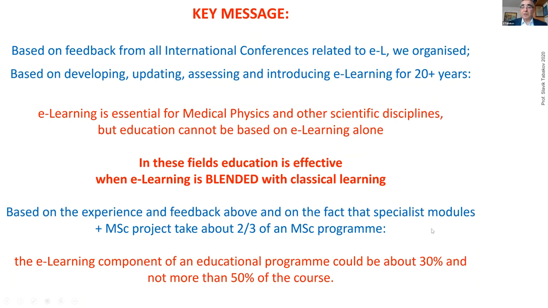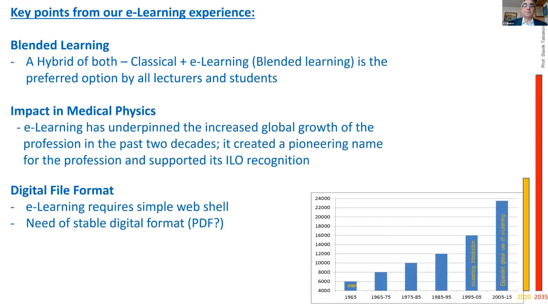And based on our experience and on the fact that specialist modules in post-master project take about 2/3 of the credits of one master program, we could predict that the e-learning component of one educational program could be about 30% and not more than 50% of the overall course. So there will be some discussions about that, but these are things which most of our colleagues believe are the limits which we should take into consideration.